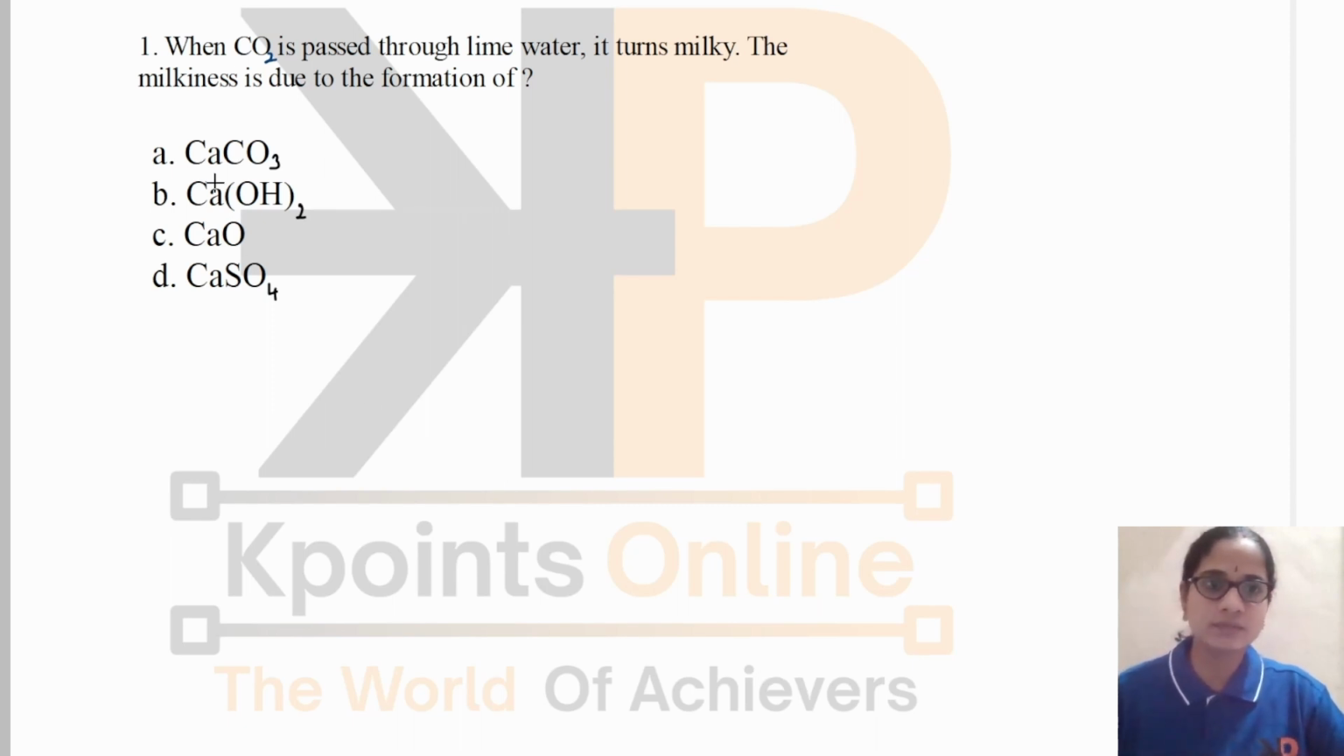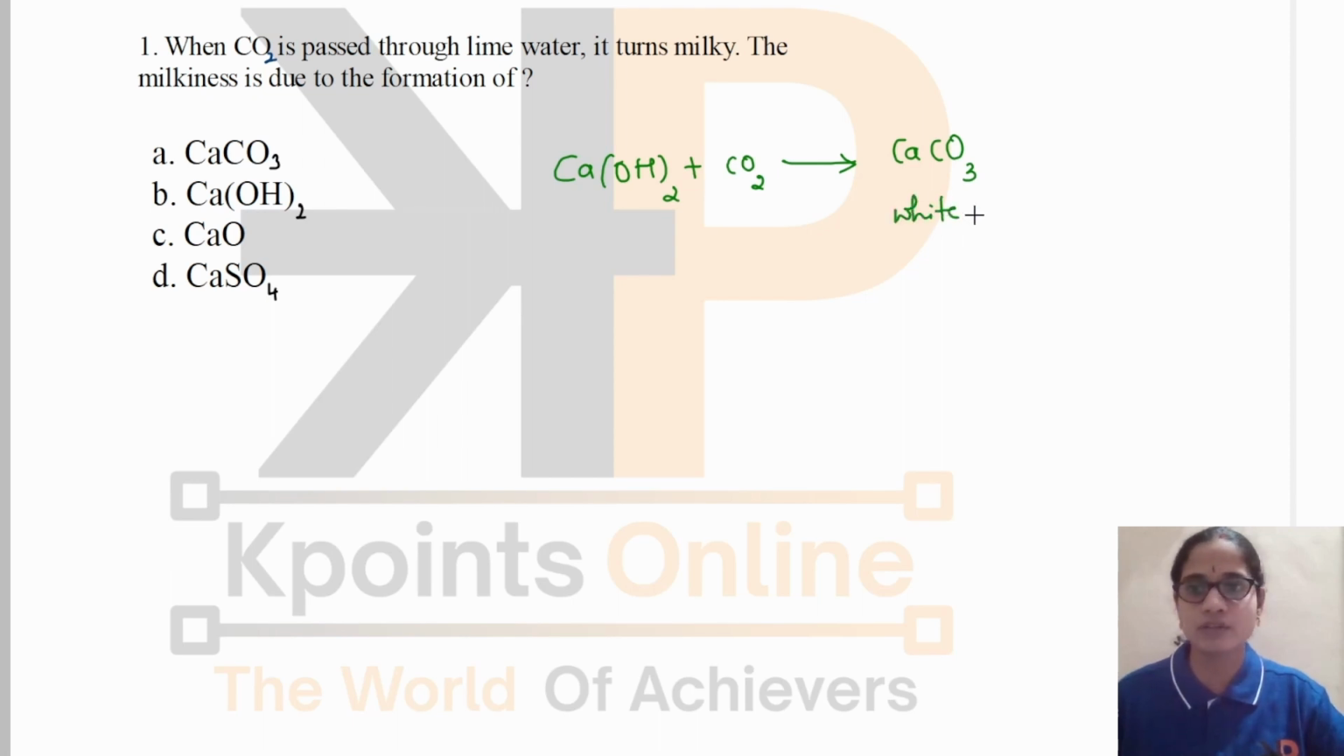Let me read the first question. When carbon dioxide gas is passed through lime water, it turns milky. The milkiness is due to the formation of what? We know that when carbon dioxide gas is passed through lime water, there is a formation of calcium carbonate. This calcium carbonate is a white precipitate. It is insoluble in water, because of which the lime water turns milky. So the correct answer is calcium carbonate. Due to the formation of calcium carbonate only, the lime water has turned milky.